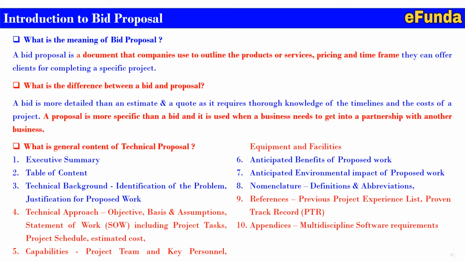Seventh, anticipated environmental impact of the proposed work. Eighth, nomenclature, definitions and abbreviation. Next, the references, previous project experience list, proven track record, that is PTR, and the last important is the appendices, where multidiscipline software requirement is exclusively covered. This is the introduction of the bid proposal. Further in this video, we will see more details related to the proposal and their technical content and what are all the basis being considered by any organization where instrumentation work is being carried out.